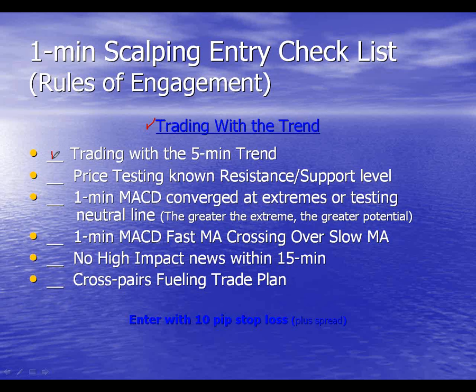First, are we trading with the 5-minute trend line? Then, is price testing known resistance or support levels? Again, those are the levels that we provide. You typically plot those out on your trading platform, so you know when those levels are getting tested. And then, are the 1-minute MACD lines converged at extremes or testing a neutral line? Remember, the greater the extreme, the greater the potential for a successful trade. And then, is the 1-minute MACD fast moving average crossing over the slow moving average?